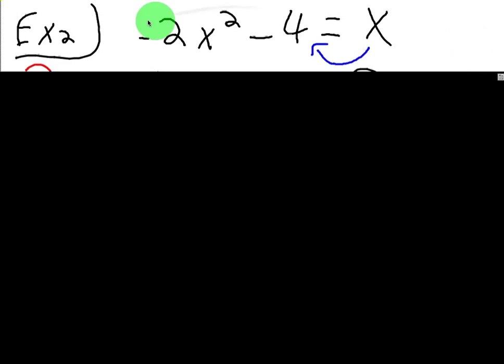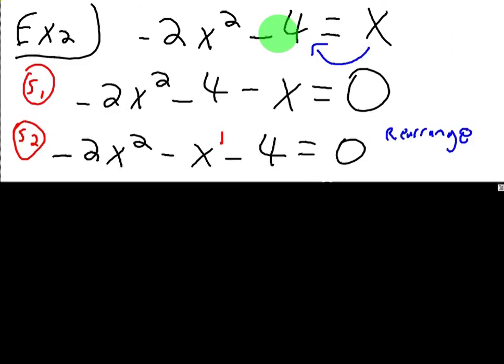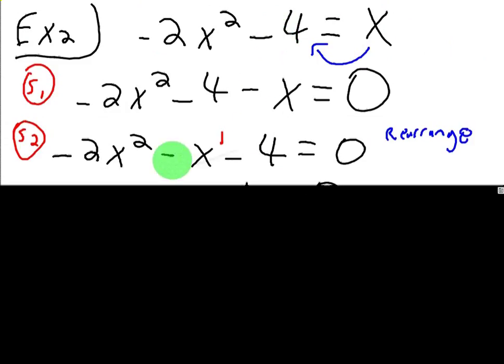We have negative 2x squared minus 4 equals x, for example 2. You can already see kind of what we're doing for step 1. We have to move that x to the left. And remember, when you move it, make sure you order in descending power, so it'll wind up being negative 2x squared minus x to the first minus 4.